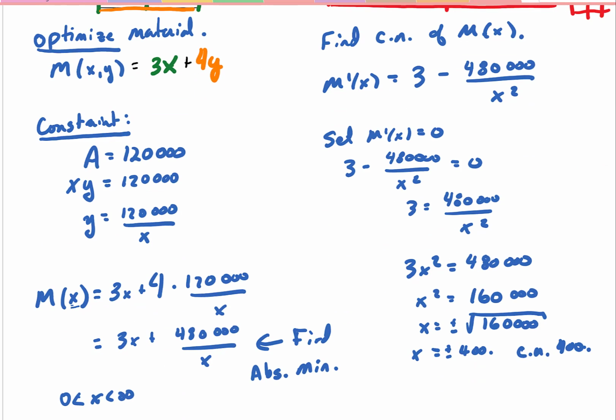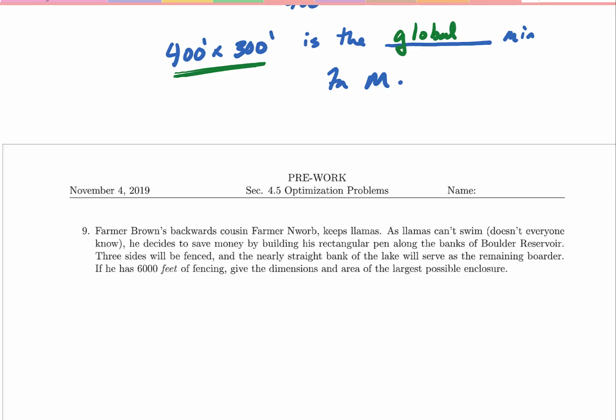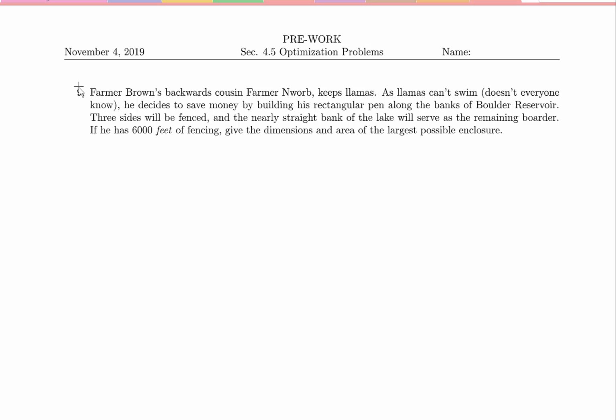Okay, folks, so now we've worked through that first example. I'm going to let you guys try, I think it's question number 9, or some corresponding question, in your pre-work about Farmer Brown's backwards cousin, Farmer Norb. And here's the clever thing that Farmer Norb is going to do. He's going to go ahead and use the banks of the reservoir to form one side of his pasture. So you need to pick a dimension for this, maybe call this x, maybe call this y. But this is going to be the construct here. So this is the pasture that we're making, and we're using one side. We're assuming that it's a straight bank of the lake.